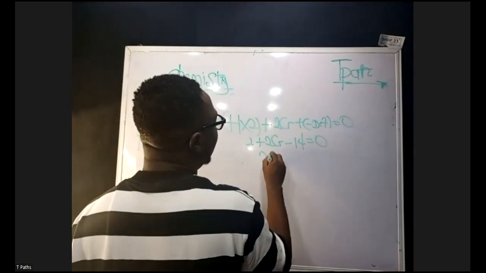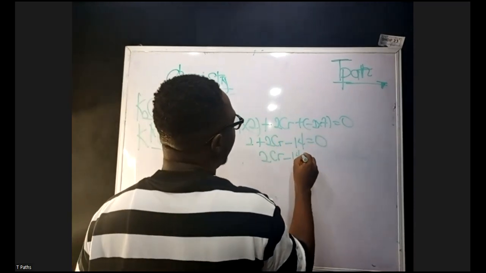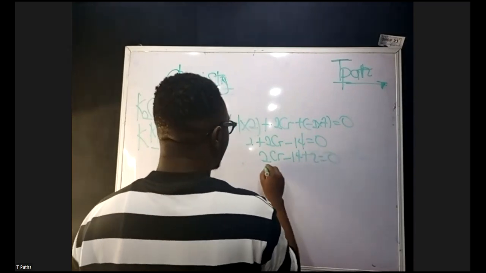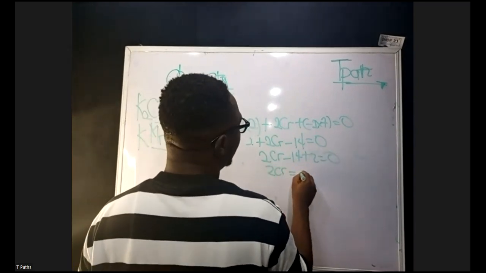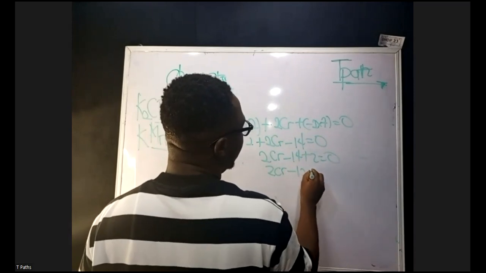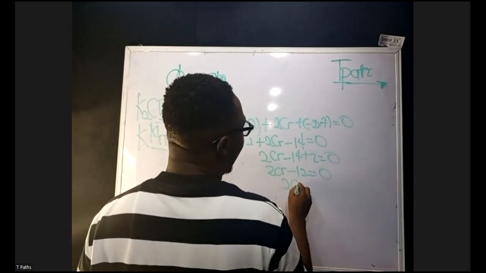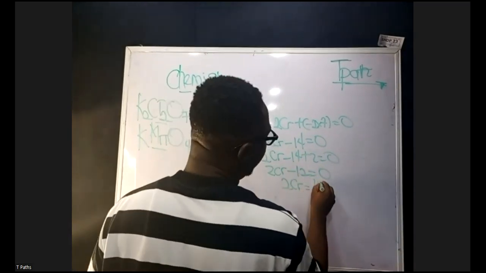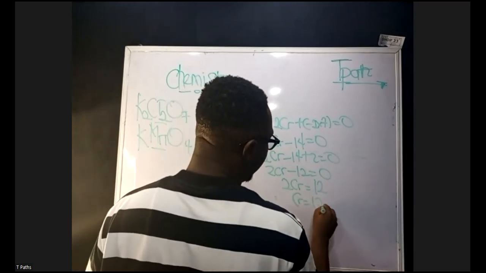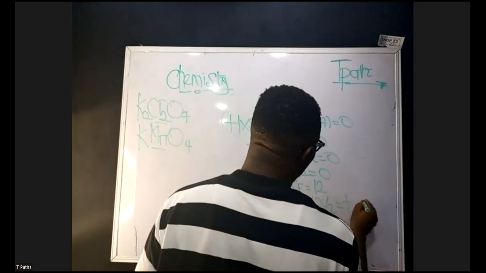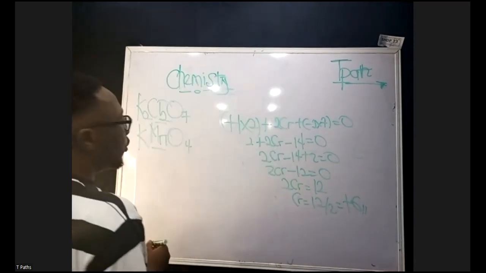So 2Cr minus 14 plus 2 is equal to 0. And 2Cr minus 12 is equal to 0. 2Cr equals 12 when the 12 moves to the right-hand side, and Cr is equal to 12/2. That is +6. Now KMnO4, look at this.